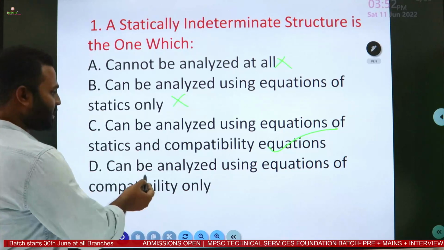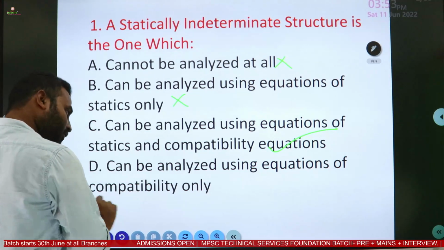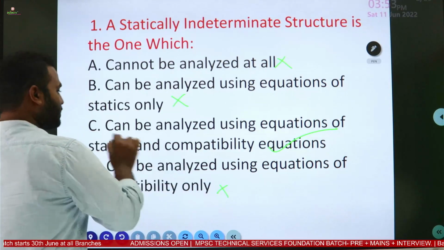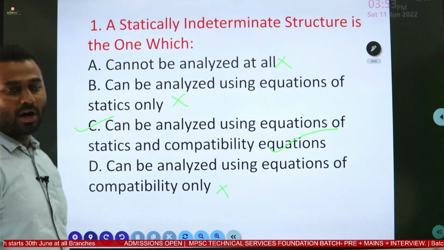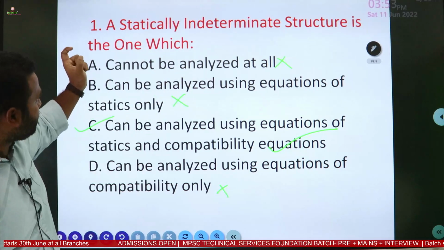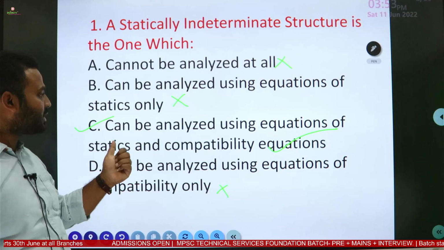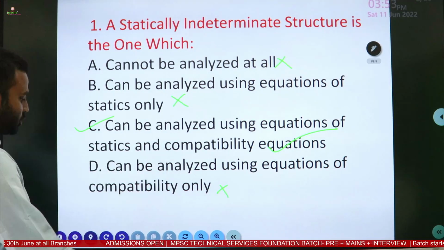Next: can be analyzed using equations of compatibility only? No. Along with compatibility, we require equations of statics. So the correct option for this question is option C. A statically indeterminate structure is the one which can be analyzed using the equations of statics and the compatibility equation. Clear the point? Next question.